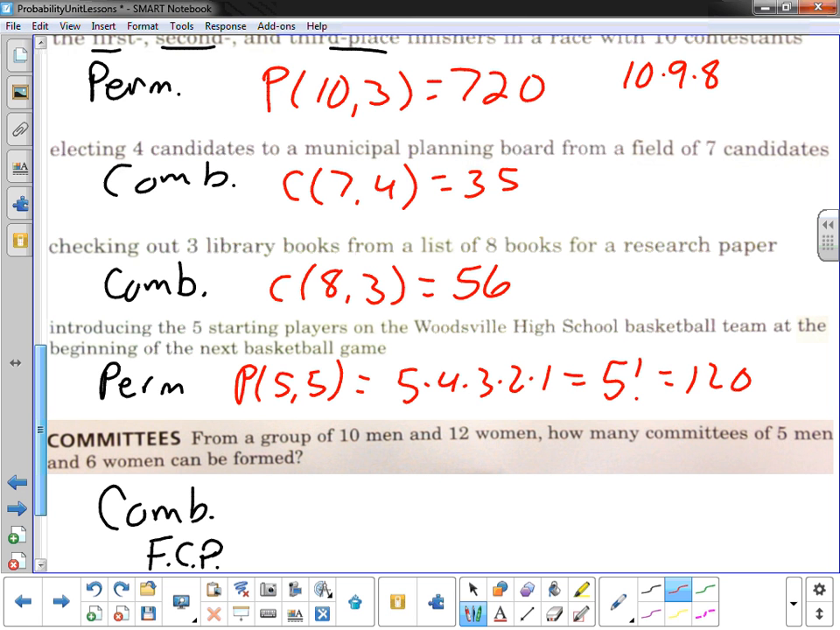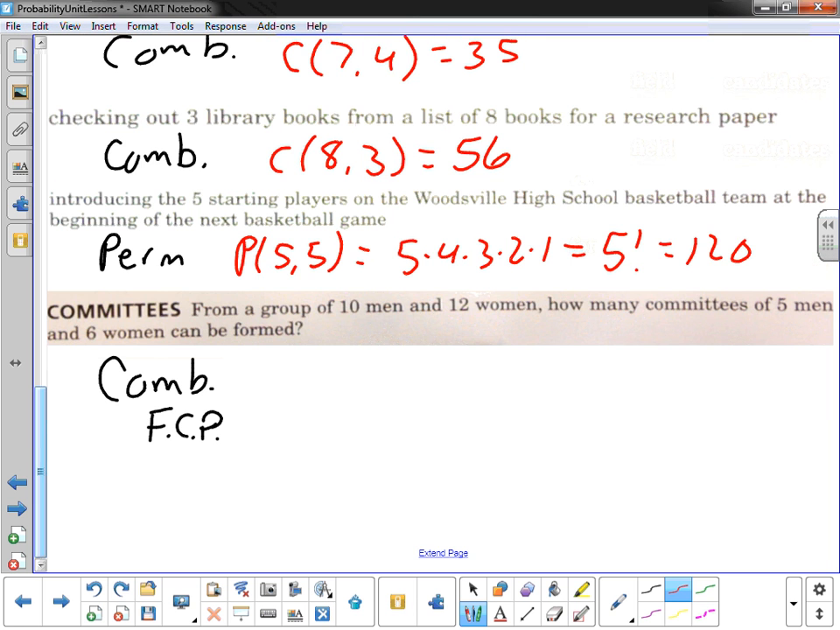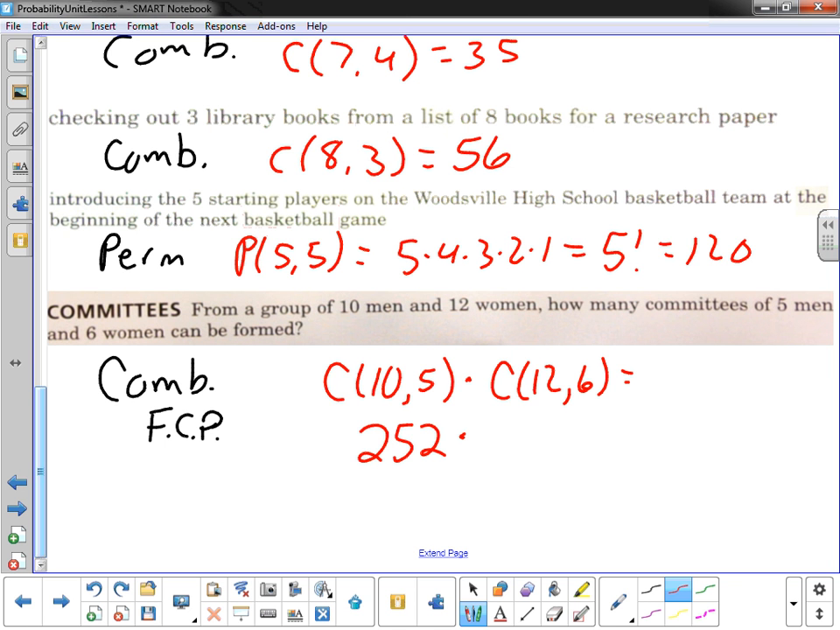Okay, so now let's talk about this last one. I got a committee. So I talked about this before, and what I got to do in this case here is I got to find how many ways can I get the guys, how many ways can I get the women, and I got to multiply those. And that's the way I can find out how many, because the first way is how many ways can I get all 5 of those guys. And there's 252 ways from that group that I could get those guys.